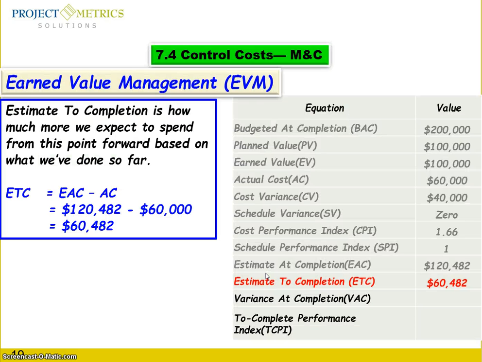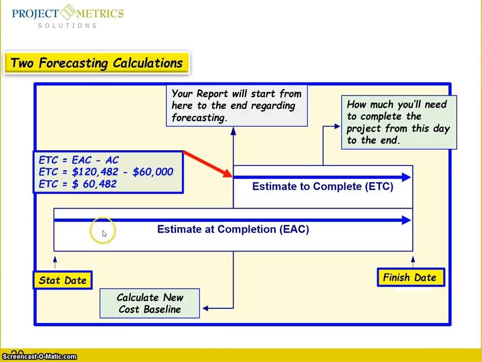Now let's talk about the estimate to complete. The estimate to complete is how much more we expect to spend from this point forward based on what we have done so far. So it's again a straightforward equation. You plug in the numbers, and you came up with these figures, 60. So you put the numbers here, the estimate to complete your project from this point.